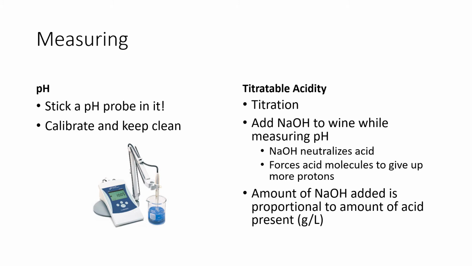How do we measure these things? So pH is really easy. You stick a pH probe in the wine. All you got to do is calibrate it and keep it clean. For titratable acidity, we perform a titration.